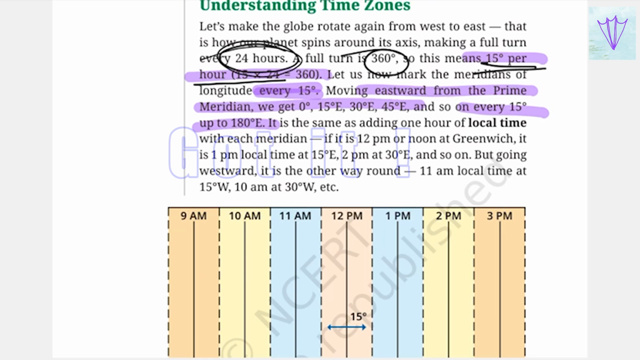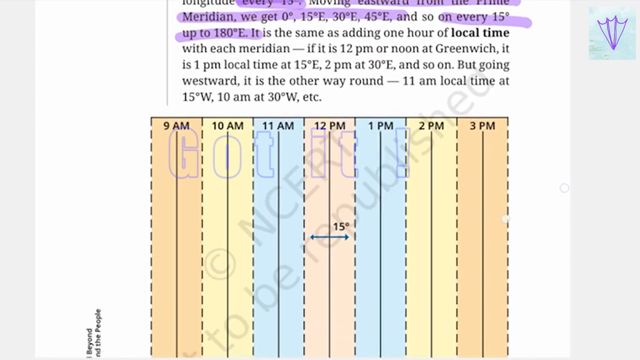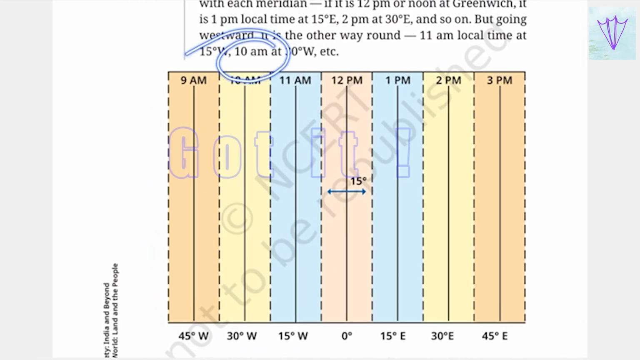So if it is 12 p.m. or noon at Greenwich, it could be 1 p.m. local at 15 degrees E or 2 p.m. at 30 degrees E and so on. But going westwards, it is the other way around, that is 11 a.m. local time at 15 degrees W, and the time will keep on changing.